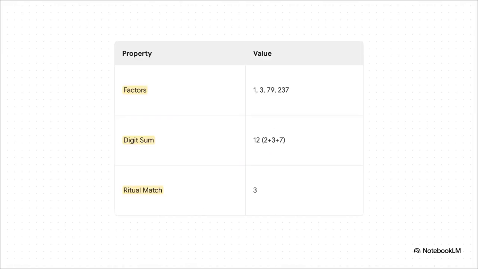So here it is, 237. By itself, it's just a number. But the next step in this framework is to break it down and see what it's made of mathematically. So this is where the number gets deconstructed, almost like looking at its mathematical DNA. You can see here the analysis finds its factors, it calculates the sum of its digits, and it even flags any factors, in this case the number 3, that match a list of ritually significant numbers. This is the raw data that the framework kicks out.